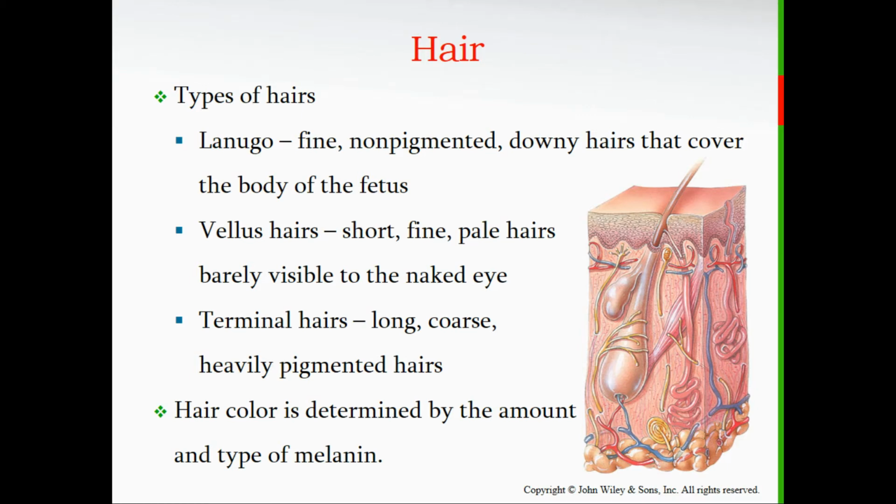Vellus hairs are short, fine, pale hairs, barely visible to the naked eye. And then you have terminal hairs. These are the hairs that we can see. They are long, coarse, heavily pigmented hairs. So the hairs that you would have on your scalp and your legs and so on. And gentlemen, later, your chest hair and, of course, your facial hair after puberty, naturally. Hair color is determined by the amount and type of melanin. So melanin not only gives us color to the skin, but it also will give us color to the hair.